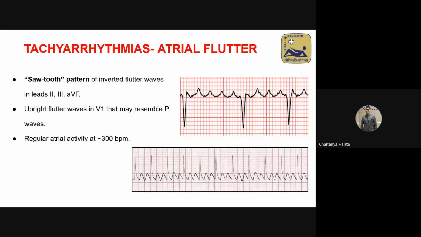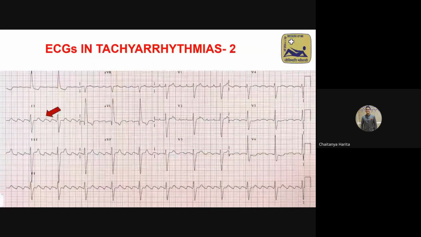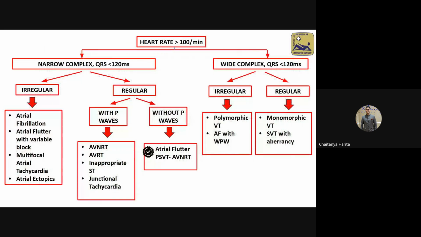The sawtooth pattern of inverted flutter waves in 2, 3, AVF. You might see upright flutter waves like in our patient. The flutter waves in V1 look very like P waves, which is why all of you would have said, oh, those are P waves. But they're actually not. And the regular atrial activity can be up to 300. Which in our case, if you look at it, was approximately 300 because it is only 300 divided by one box. Ventricular rate 75, so 4:1 conduction.